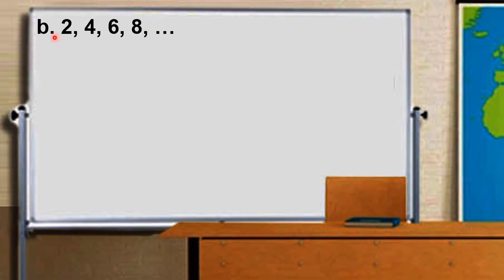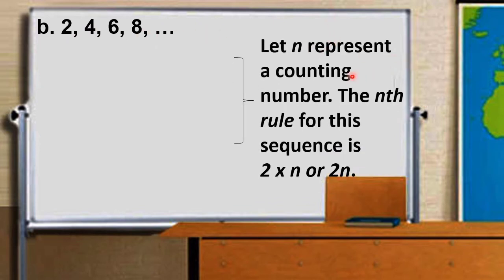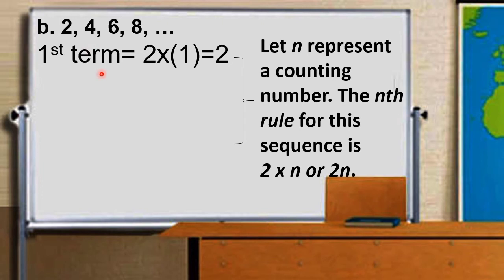For our second example, we have 2, 4, 6, 8, and so on. So, let n represent a counting number. The nth rule for this sequence is 2 times n or 2n. For our first term, 2 times 1. So, ito yung ating constant, si 2. Si 1, ito yung ating equivalent ni n, or ito yung first term. So, 2 times 1 is equal to 2.